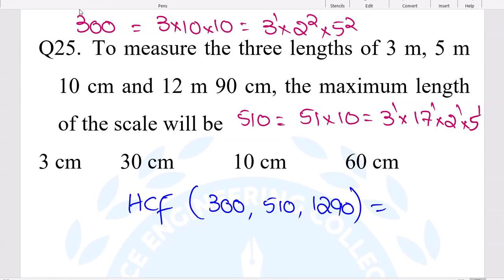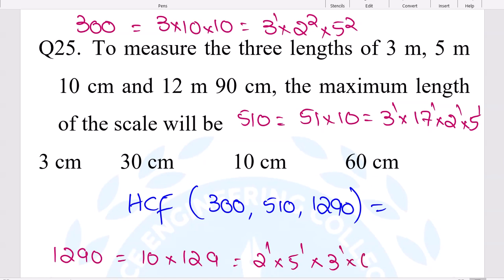Prime number powers. Similarly, 1290, write it as prime number powers. 1290, don't write 12 into 90. I can take first 10 into 129, fine. This 10 is 2 into 5. 129 is 3 into 43. 43 is a prime number.